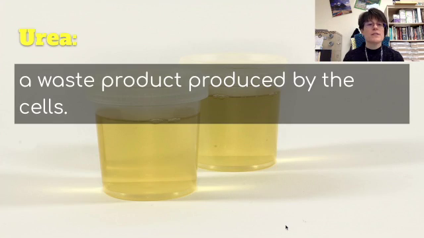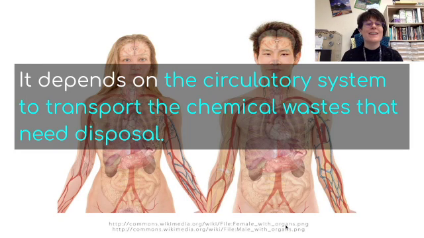One of the waste products is urea, and this is toxic and is produced by the cells, and it ends up in your urine. The urinary system depends on the circulatory system to transport the chemical waste that needs disposal. So again, this is another system like the respiratory system that works hand in hand with the circulatory system. You can't have one without the other.